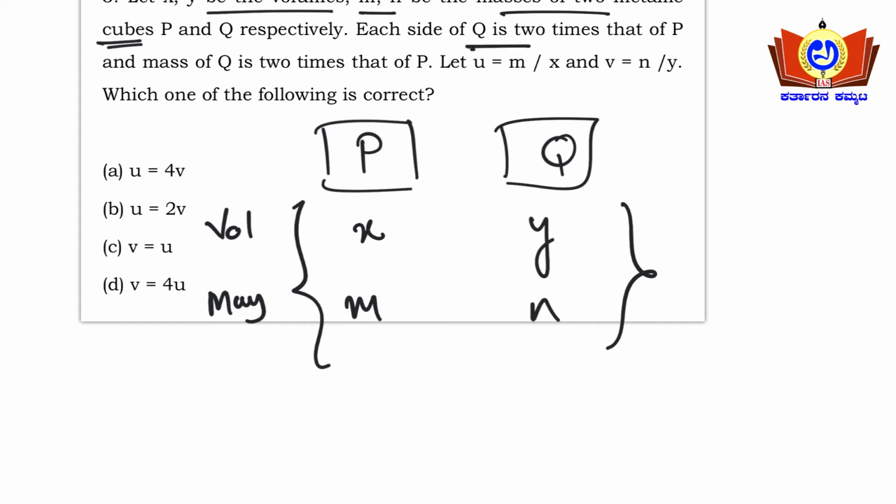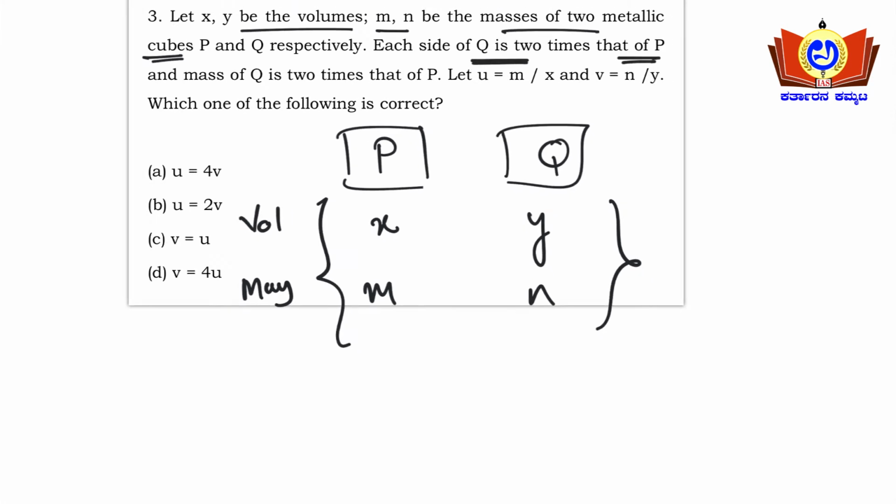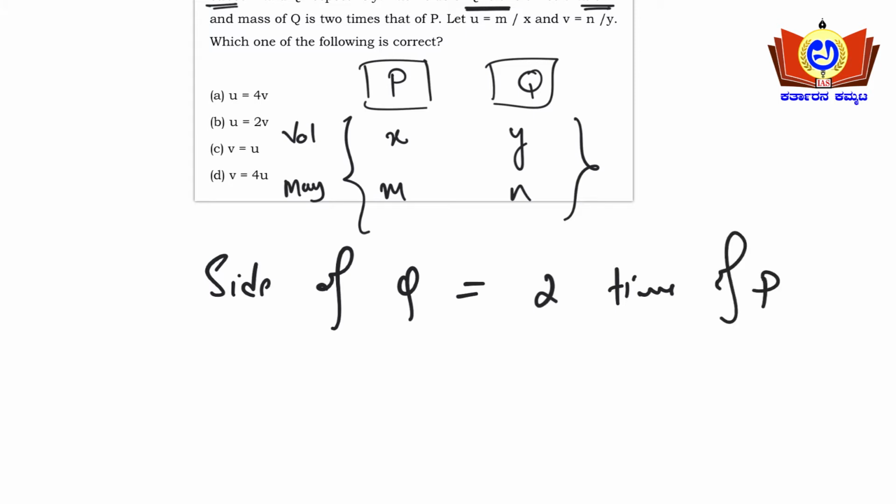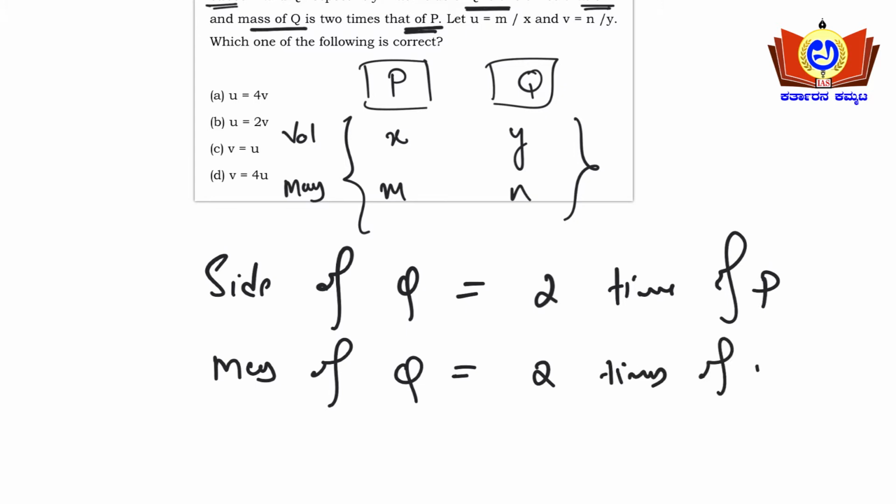Each side of Q is 2 times that of P. So the side of Q will be 2 times that of P here. This is the question. And the mass of Q is 2 times that of P, so the mass of Q will be equal to 2 times that of P.